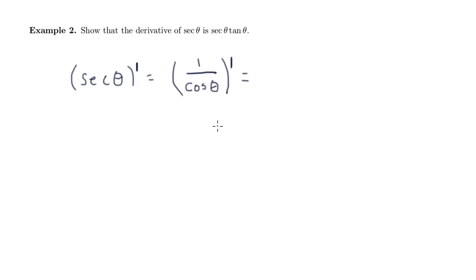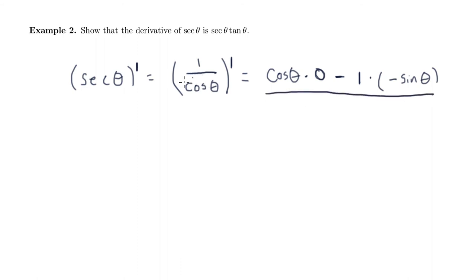The quotient rule says low d high minus high d low. So low is cosine theta. D high, the derivative of 1, that's a constant, so the derivative is 0. And then minus high, so 1, times d low, the derivative of the bottom, but we just showed that the derivative of cosine is negative sine theta. And then all over low squared, so the bottom squared, so cosine squared theta.